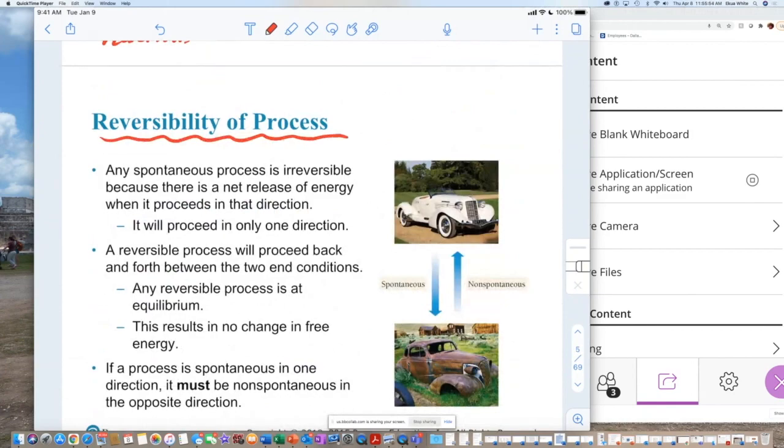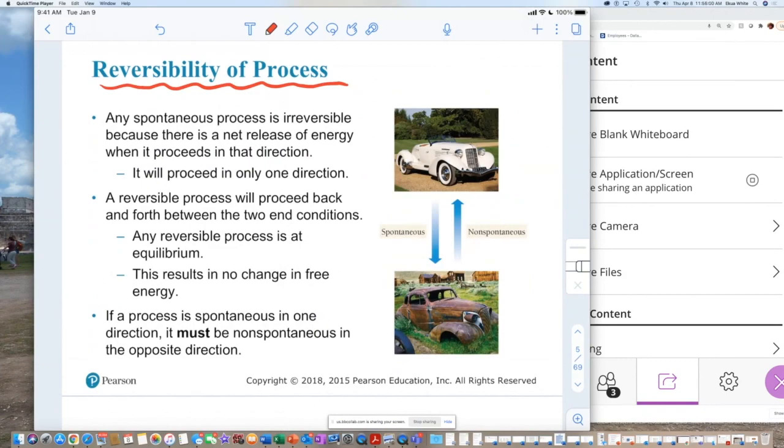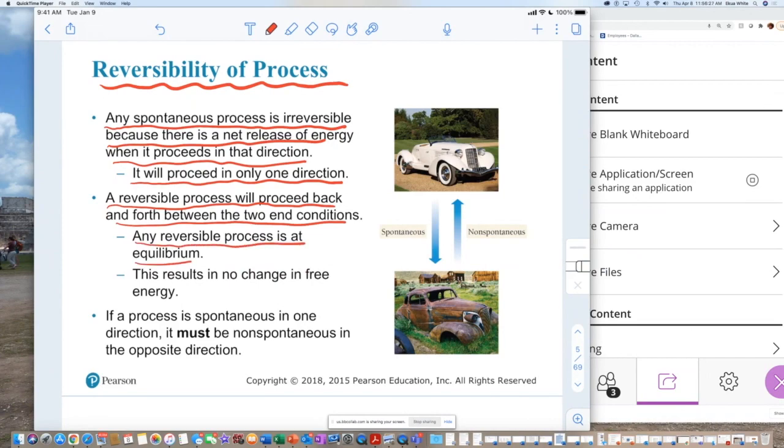Okay, reversibility process. As we're looking at a spontaneous reaction, we're looking at a reversible process versus an irreversible process. So any spontaneous process is irreversible. Okay, we'll come back to that because there's a net release in energy when it proceeds in that direction. And so it will proceed in only one direction. A reversible process will proceed back and forth between two end conditions. Any reversible process is at equilibrium. This results in no change in free energy.